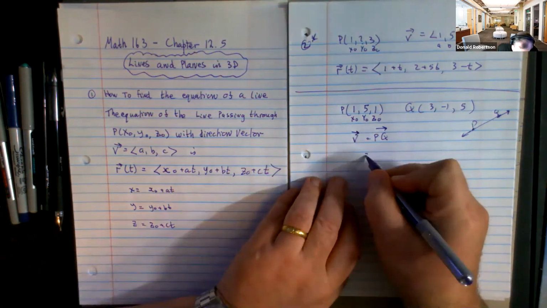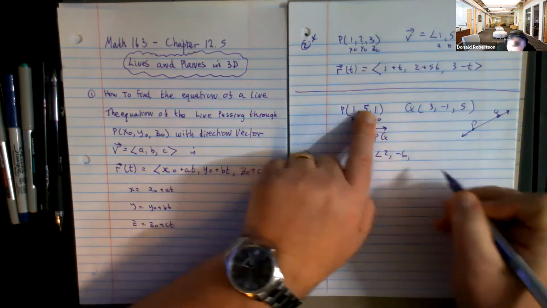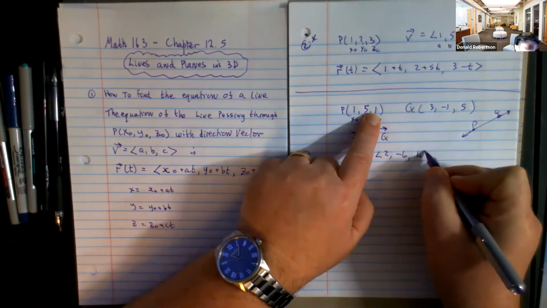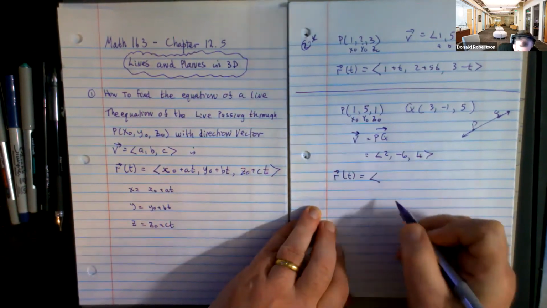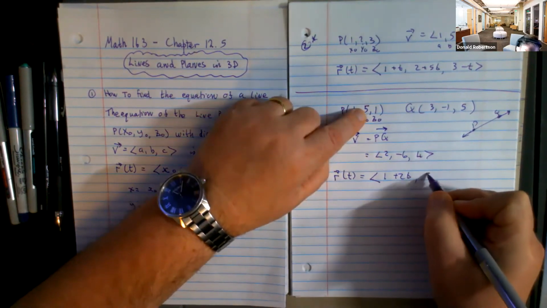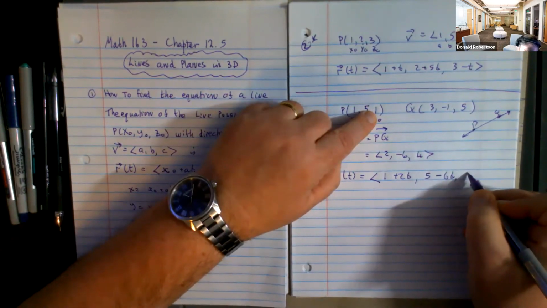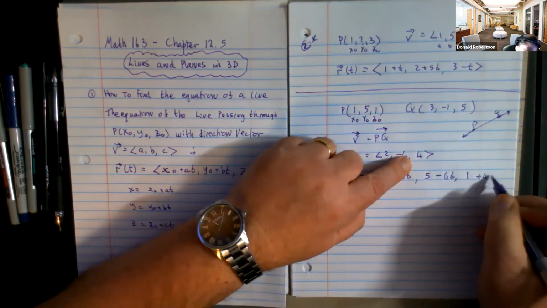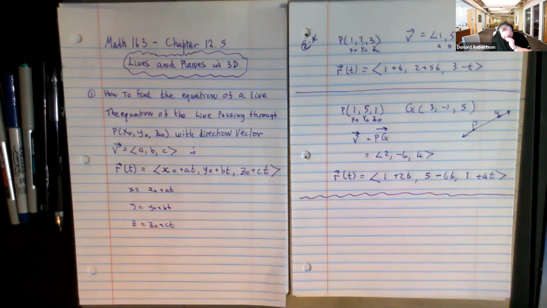And 3 take away 1, negative 1 take away 5, and 5 take away 1. And I can now do the equation of the line. X naught plus 2t, y naught minus 6t, z naught plus 4t. So if I know a point and I know the direction vector, don't I know the equation of the line?